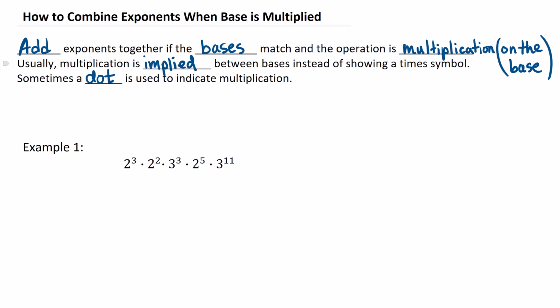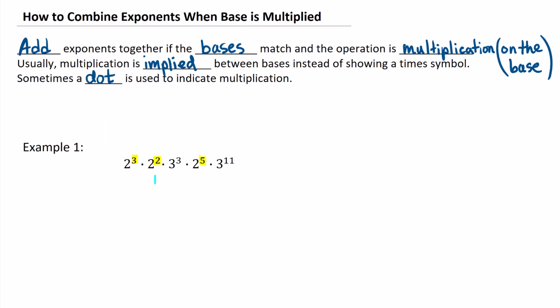In example 1, we have 2 to the third, 2 to the second, 3 to the third, 2 to the fifth, and 3 to the 11th. Each one of those bases with an exponent has a dot in between. So we need to find all the bases that match and look at their exponents.